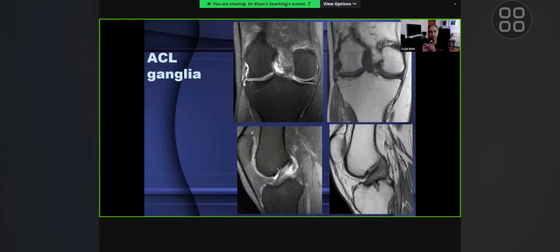You will have situations in which there would be bright signal intensity within the anterior cruciate ligament, and this is in keeping with an anterior cruciate ligament ganglion cyst. And when you get these ganglion cysts, these are actually myxoid degeneration of the anterior cruciate ligament connective tissue fibers, and you end up with this bright signal intensity, which tends to splay the ligament fibers.